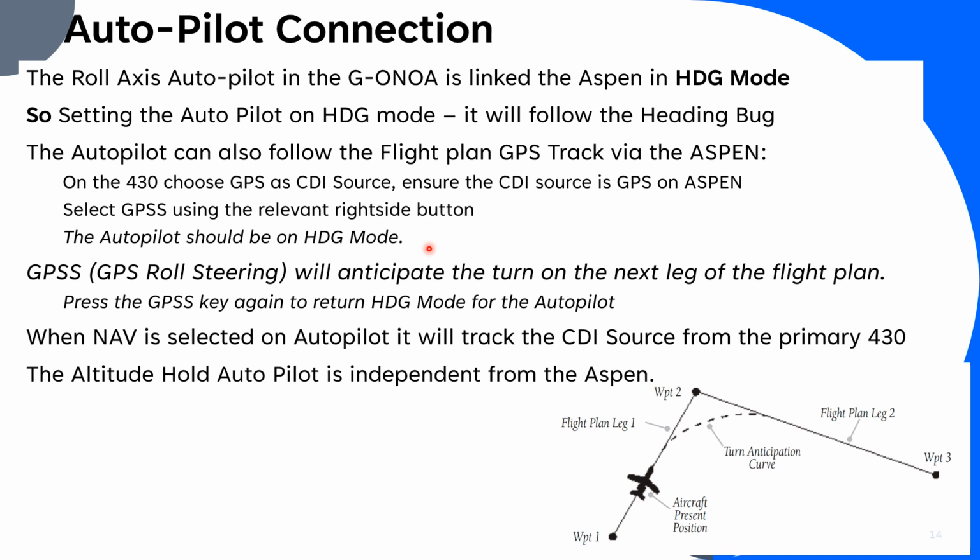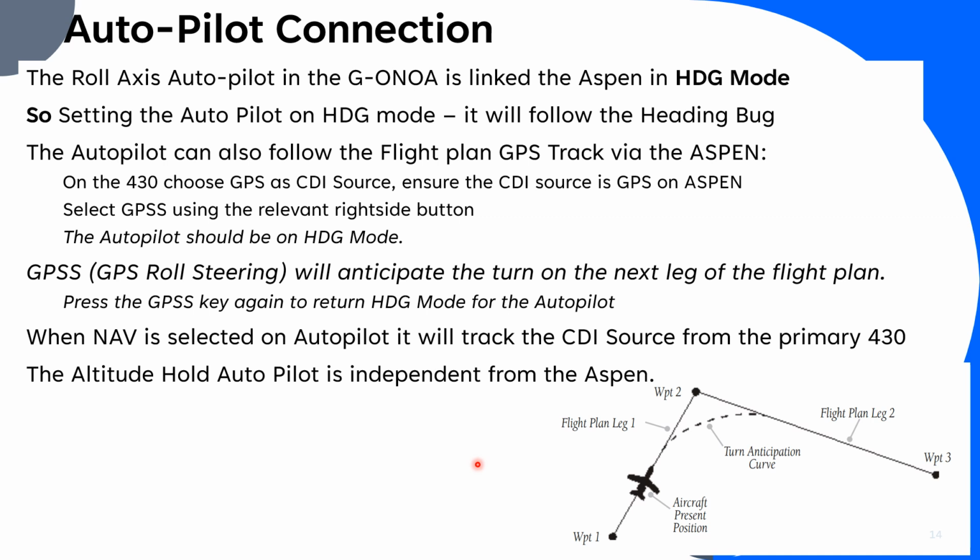So if you just have a simple direct-to in, the autopilot will now follow that line on the GPS. If you have a flight plan put in, GPS steering will actually anticipate the turn onto the next leg of the flight plan, and you can see what it will do in the diagram at the bottom there. Press the GPSS key again to return back to following the heading bug on the autopilot.